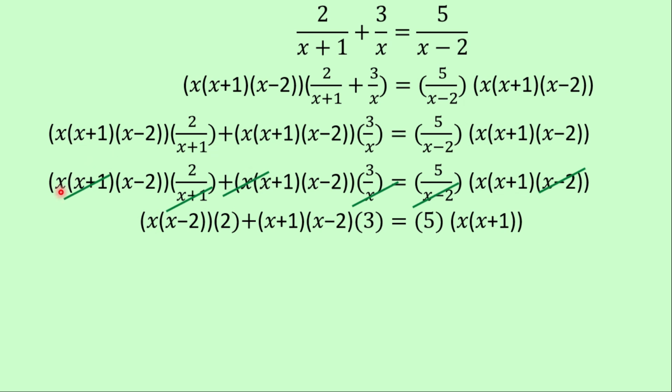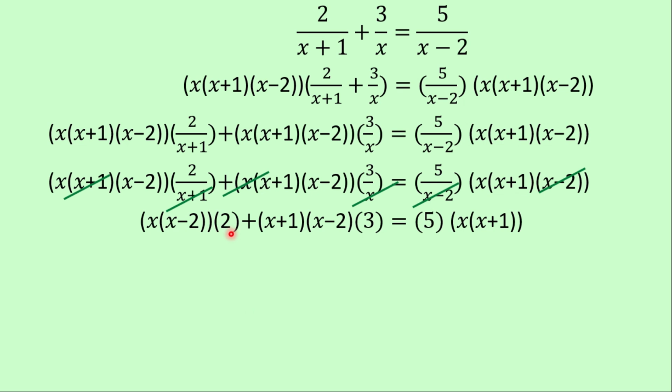So we are left with x and x minus 2, which is this one, and multiplied to 2. Plus, we have x plus 1 and x minus 2 multiplied to 3. And on the right side, we have 5, copied x and x plus 1. There you go. Now, our next step will be, what do you think? That's right. We are going to perform the indicated operation.